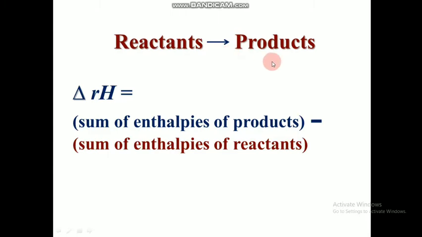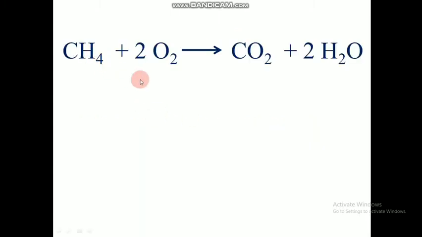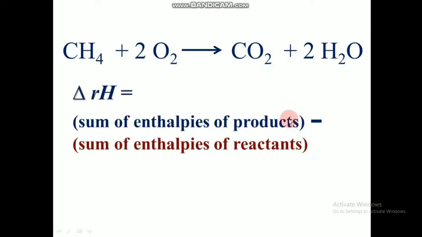We will see an example. CH4 plus 2O2 gives CO2 plus 2H2O. This is the reaction, and on both sides we have two reactants and two products. So we apply the equation delta RH equals the sum of enthalpies of products minus the sum of enthalpies of reactants.